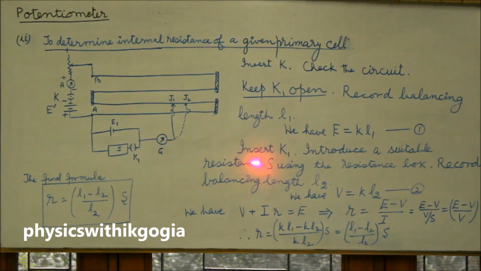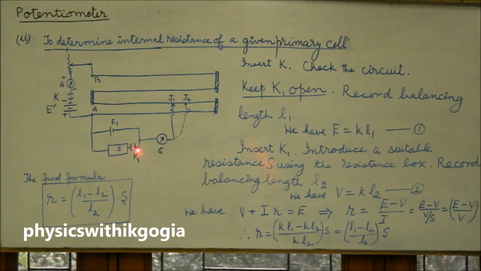Then insert K1 also. Insert K1 and introduce a suitable resistance here. Now the current will start flowing in this circuit, and since the current is flowing, you will have potential difference. You will be measuring potential difference and not EMF. Again record the balancing length, let it be L2. We have V, the potential difference, equal to KL2.